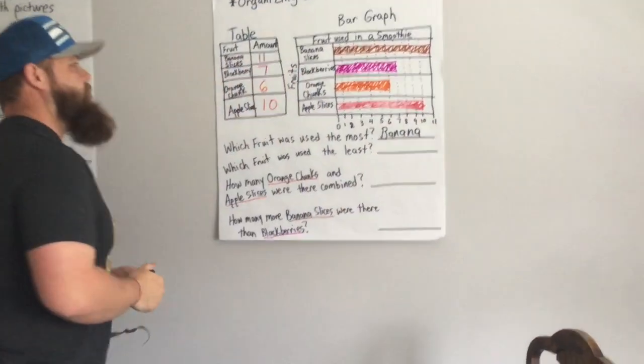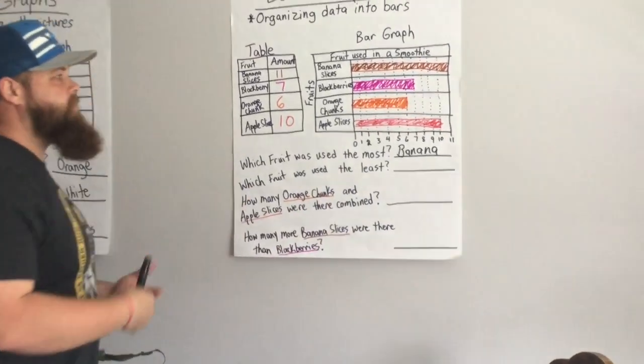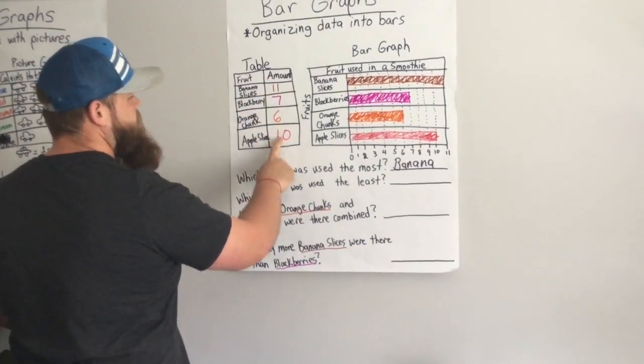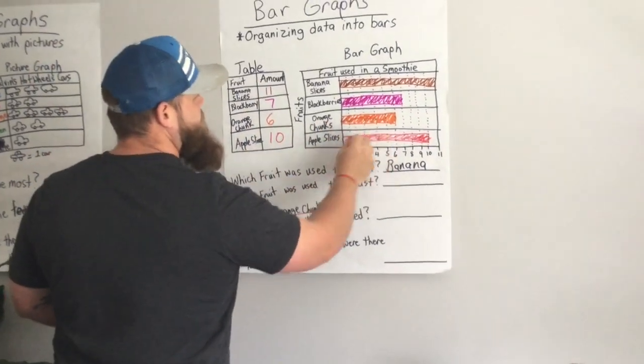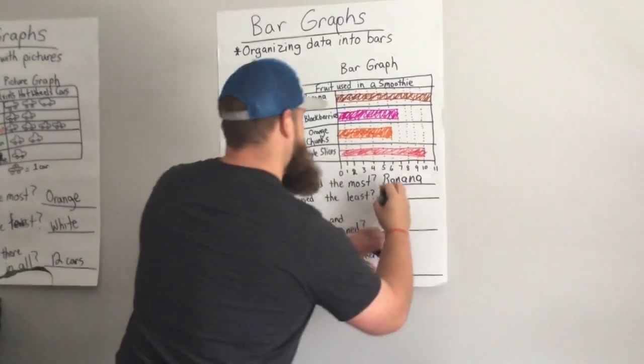Okay, which fruit was used the least? This is the one we put the least amount in. The fewest of these things went into our smoothie. So I see on my table the smallest number, 6. If I look at my graph, the shortest bar would be the least, and that's for orange chunks.